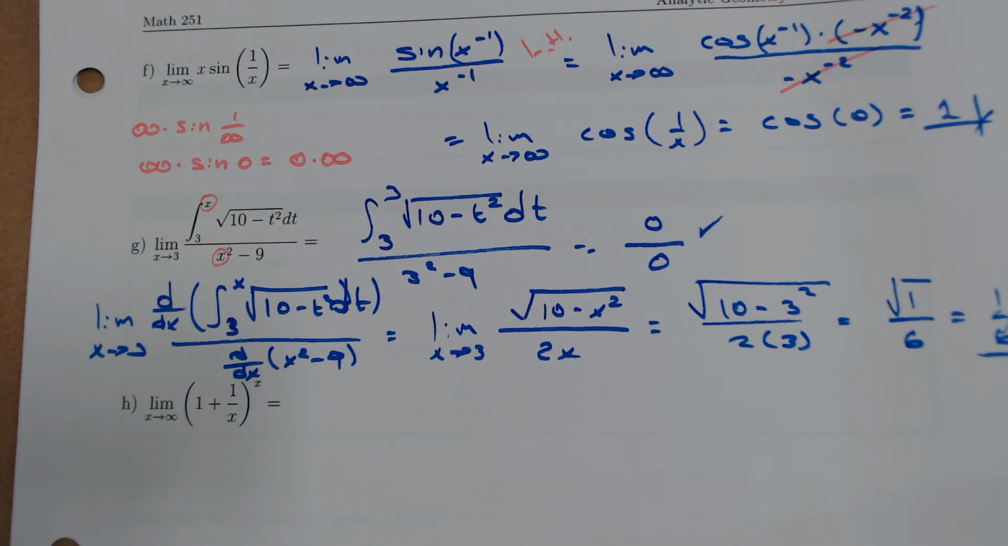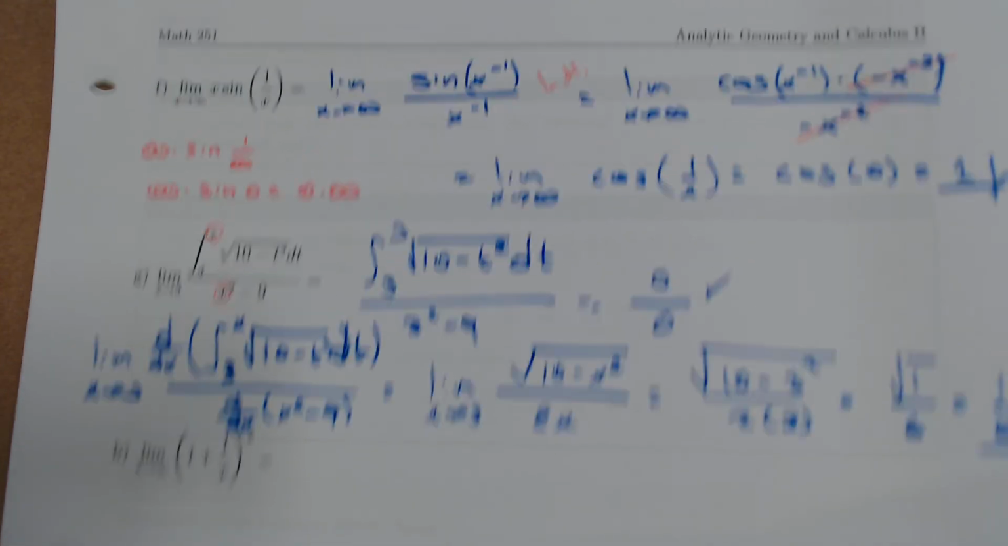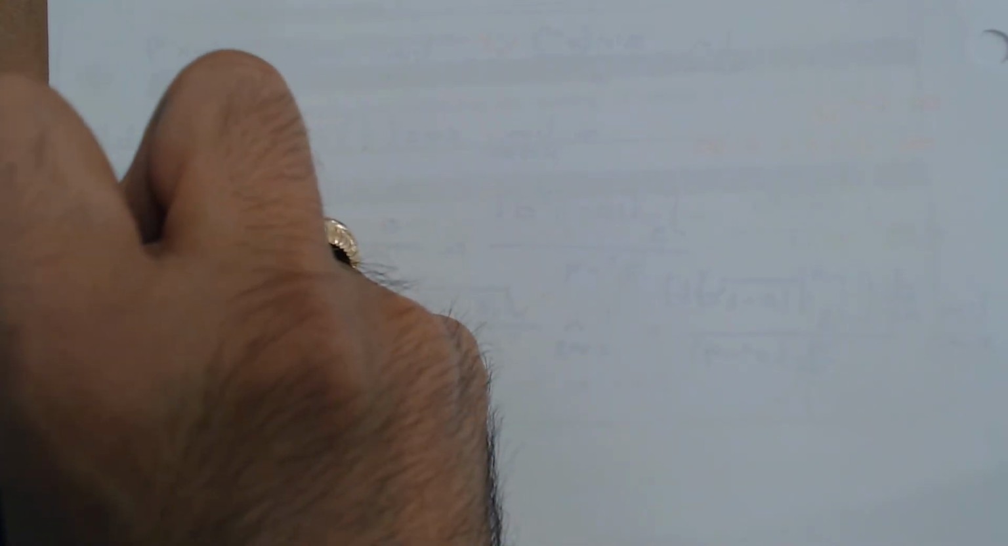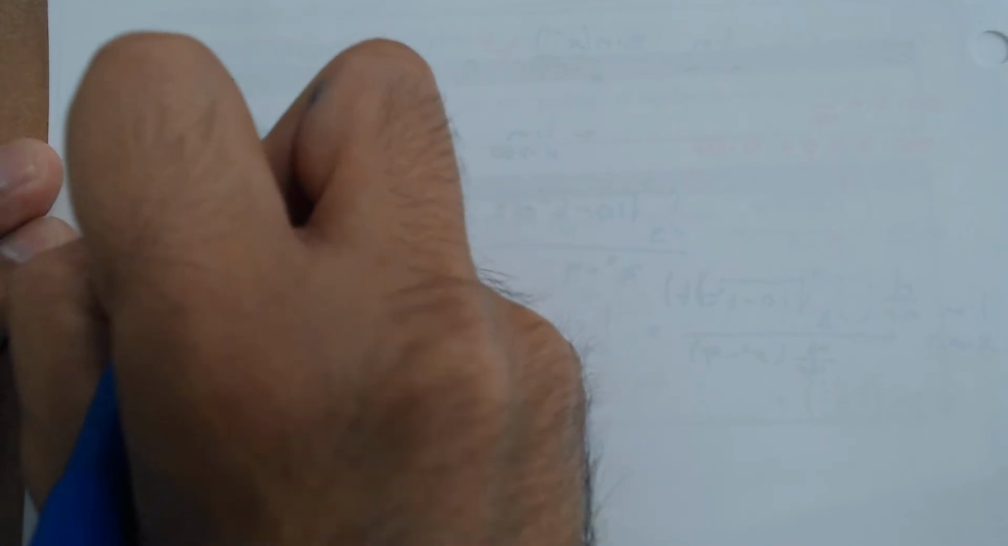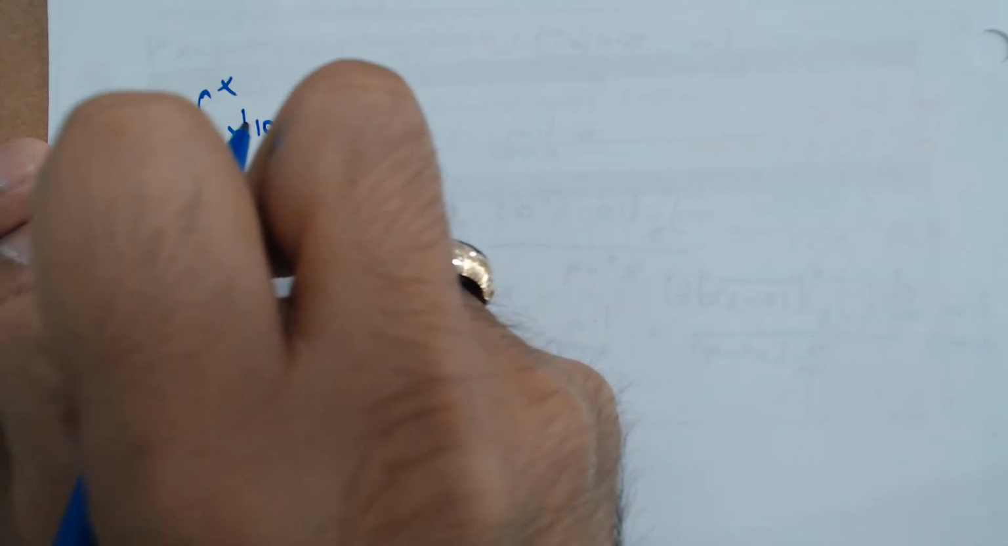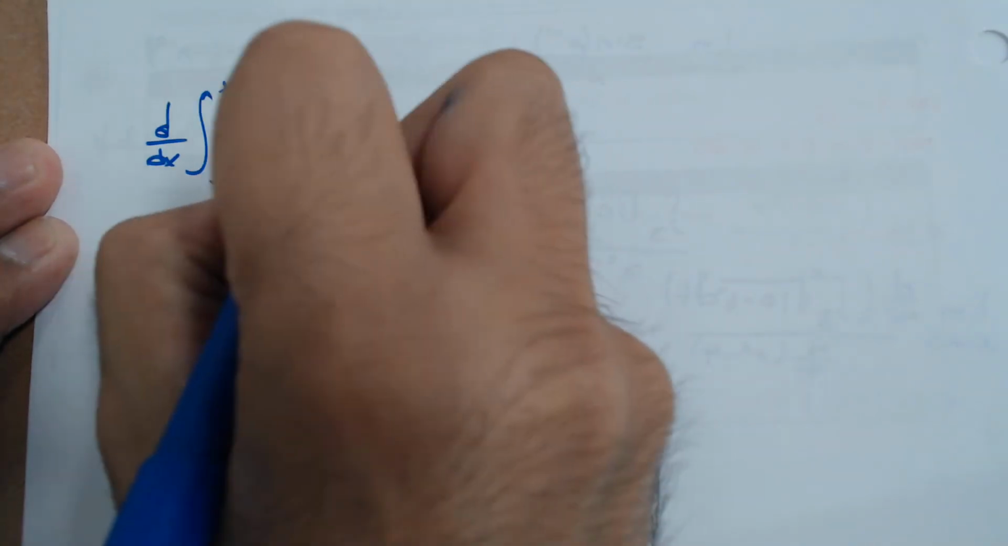Okay. Yes. How can you replace the t with the x? Okay, that's a good question. Let me do that in slower motion here. I think it's great to go over those details. So the derivative with respect to x of the integral from 3 to x of 10 minus t squared, with respect to t.